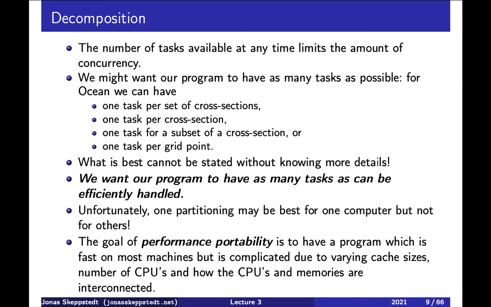But that's still the goal, and we should try to achieve that. And how to do that? Well, we need a new concept of portability, namely performance portability, so that the program is as fast as possible on all the relevant machines. Meaning with different parameters of a multi-core machine, such as different cache sizes, number of CPUs, how these CPUs look, and the memories, and how they are interconnected.